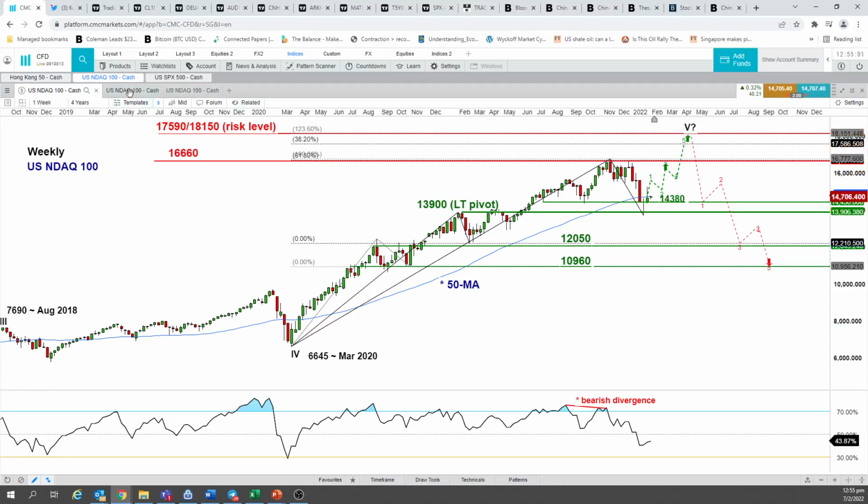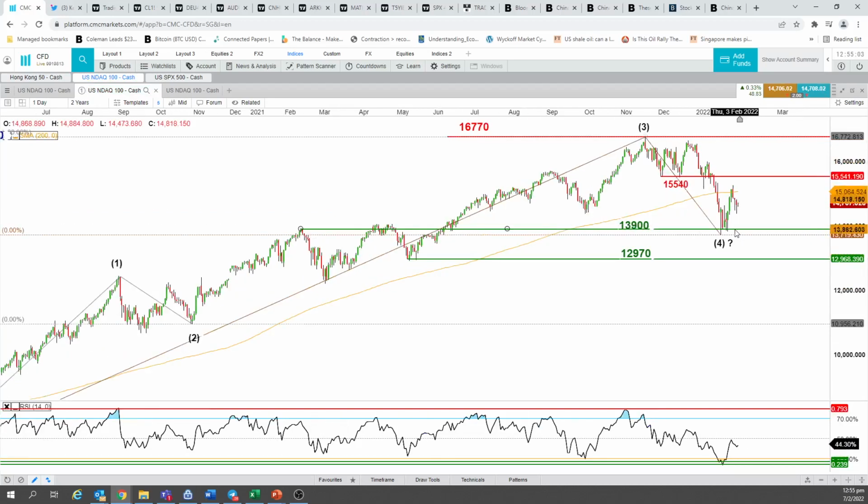Now on the daily chart, in terms of the movement here, it is technically still lagging: it hasn't reintegrated above the 200-day moving average, whereas if you look at the SPX I highlighted earlier on, it has moved up above the 200-day moving average. So this is kind of lagging behind from a technical perspective.